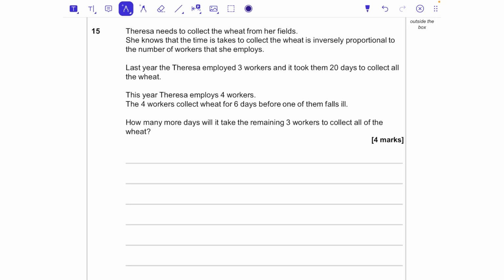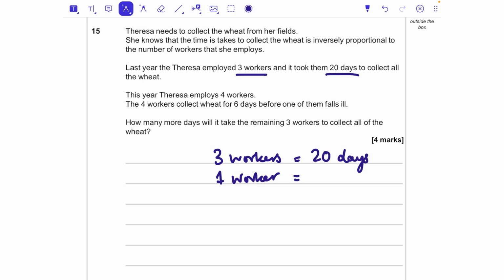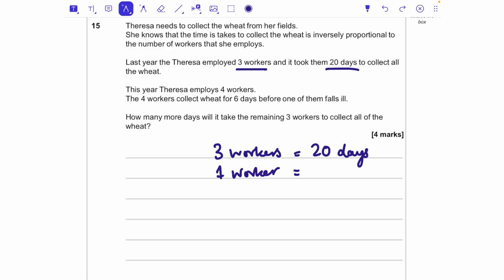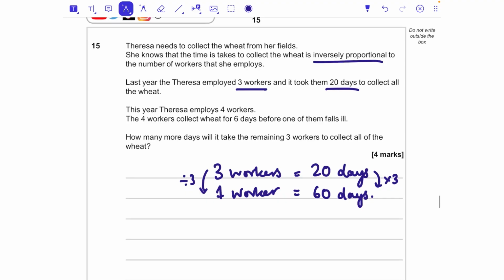So what we need to know here is how many days would it take one worker? How many days of work is it going to take? So last year, 3 workers took 20 days. So if 3 workers equals 20 days, and I only had 1 worker, it's not going to take 3 times less time, it's going to take 3 times longer. Think about it logically. If you've got 3 times less people, it's going to take longer, isn't it? If I've divided this side by 3, I need to multiply this side by 3. It's inversely proportional. Okay, so that's going to take 60 days.